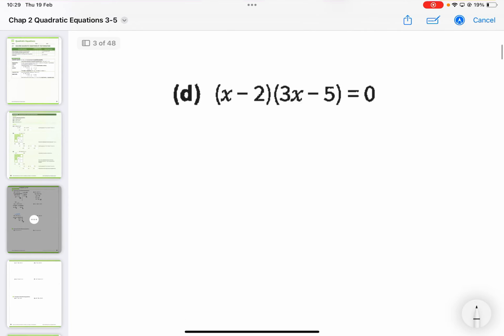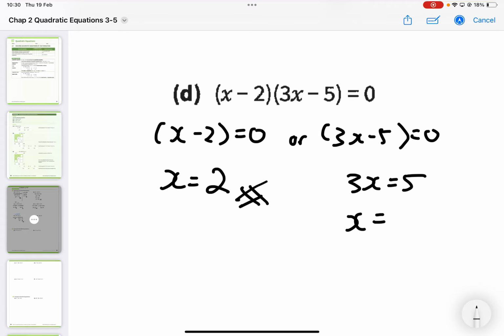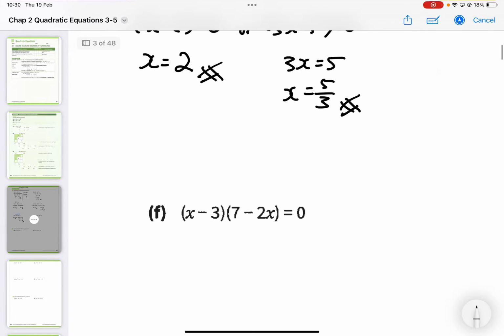Okay. Second one, there are 2 possible solutions. Either x minus 2 equals 0, or 3x minus 5 equals 0. Okay? Then I continue. Negative 2, I add 2 on both sides. So this is one solution. I add 5 on both sides, then divide both sides by 3. That is another solution. Okay? When I go around, most of you are able to do.